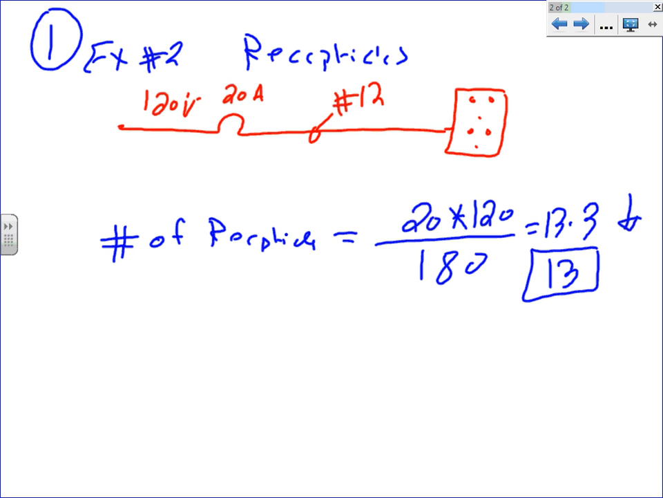Just keep this in mind: if these were convenience receptacles, that's what you would basically be sizing. Now suppose they want only 6. Yes, thank you. These are assuming it's convenience receptacles, sitting there, not energized, not used all the time.